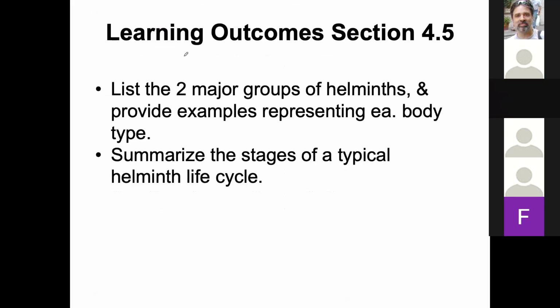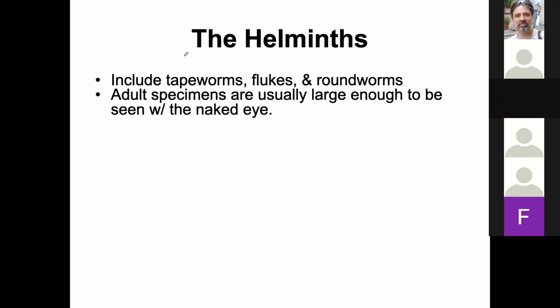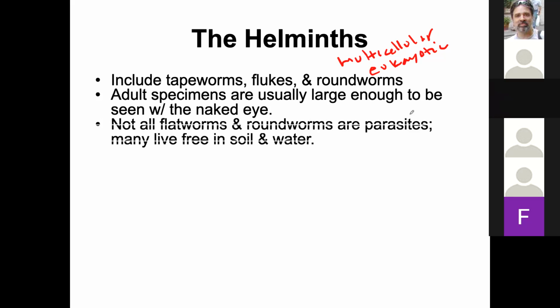Now we move to the helminths. These are worms. This is a more complex organism. It's the first one, aside from the fungi, that is multicellular and eukaryotic. That's a characteristic shared by some fungi as well, right? These include tapeworms, flukes, and roundworms. Adult specimens are big enough to be seen with the naked eye.